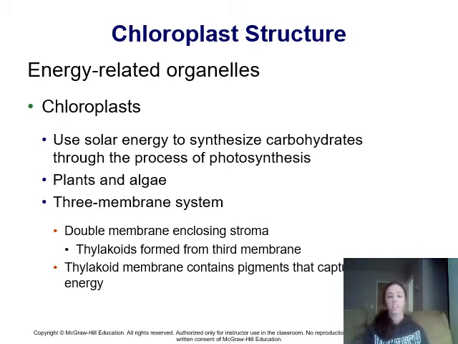And chloroplasts will have a three-membrane system. On the outside is going to be a two-membrane system, which encloses the stroma. And the stroma is pretty much just like the cytoplasm, which is going to be all the innards of the chloroplast. And then the thylakoids are going to be on the inside of the chloroplast, and this is what that third membrane is named. The thylakoid membrane is going to contain pigments that will capture the solar energy needed for photosynthesis.